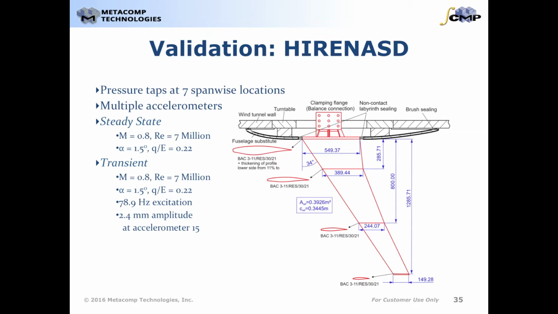Two kinds of analyses are performed, a steady state and a transient analysis, at a Mach number of 0.8 and a Reynolds number of 7 million. The wing model sees an angle of attack of 1.5 degrees, and for a transient analysis, the load is tuned so as to provide 2.4 millimeters of displacement at a certain accelerometer near the wingtip.